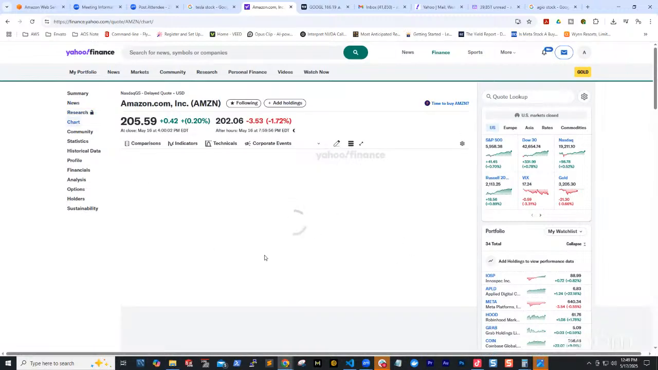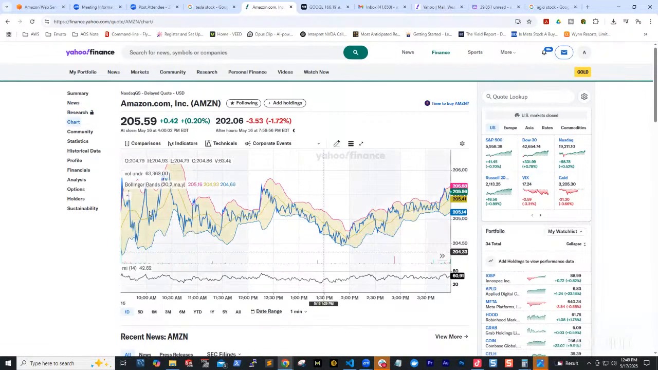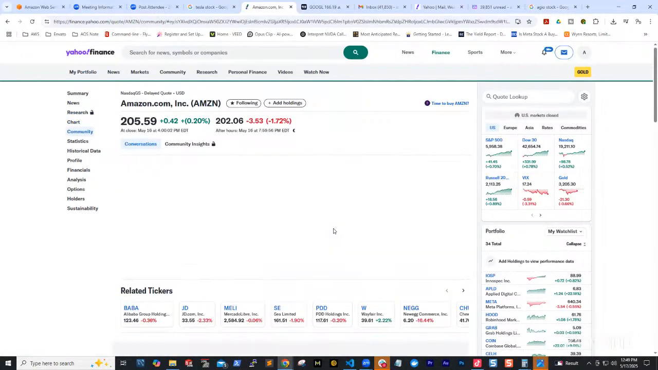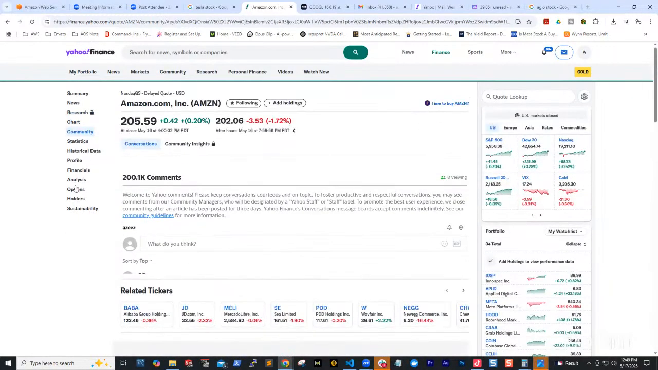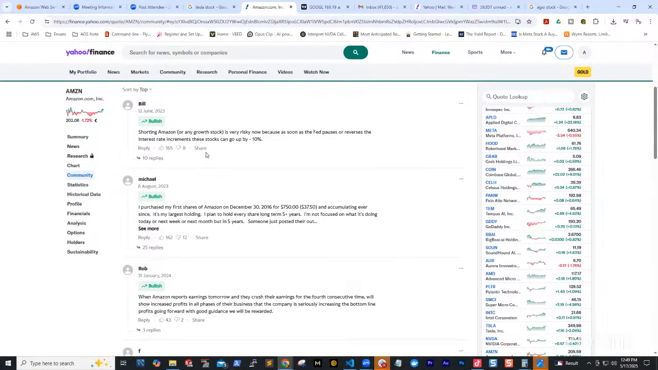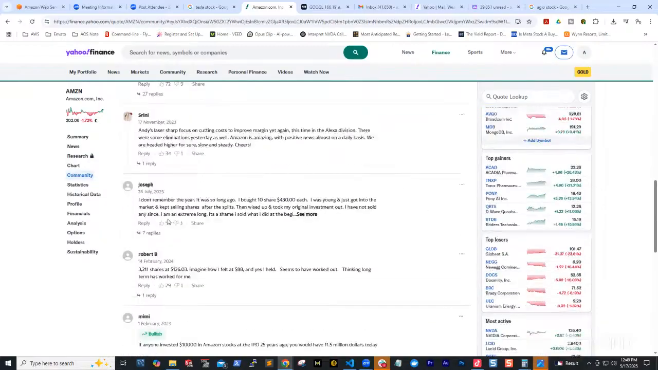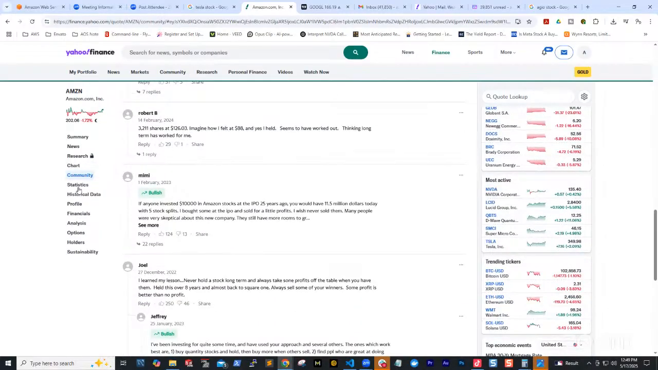So the chart is if you want to see the stock price, right? There's community, you want to see what other people are saying about it, right? Look at it, 200K comments, right? You can read what people are saying about it. A lot of people are still very bullish on it, right? So you can read that here.